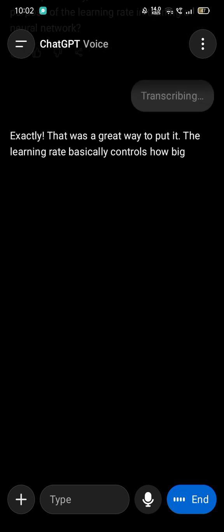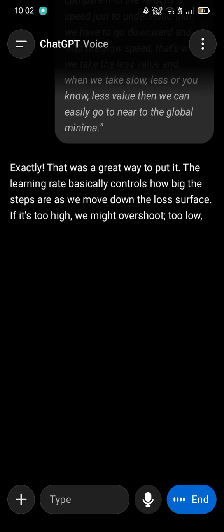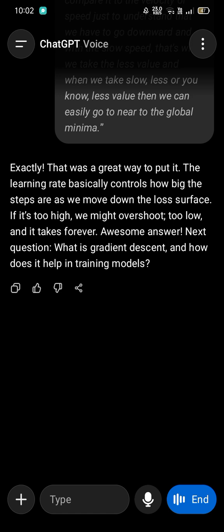Exactly. That was a great way to put it. The learning rate basically controls how big the steps are as we move down the loss surface. If it's too high, we might overshoot, too low, and it takes forever. Awesome answer. Next question. What is gradient descent and how does it help in training models?